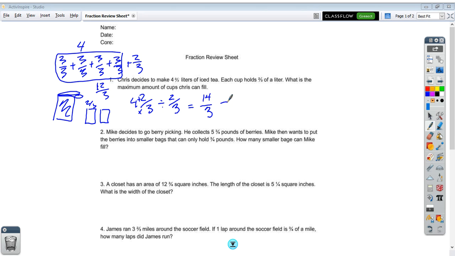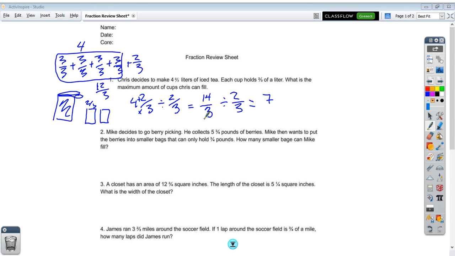Then I'm dividing by 2/3. There's 2 ways to divide. We can use the common denominator method. And if we have the same denominator, we can just divide the numerators. 14 divided by 2, and that's equal to 7. We know that because the pieces are all the same. So it's 14 pieces that are size 1/3 and 2 pieces that are size 1/3. And 14 divided by 2 is 7.